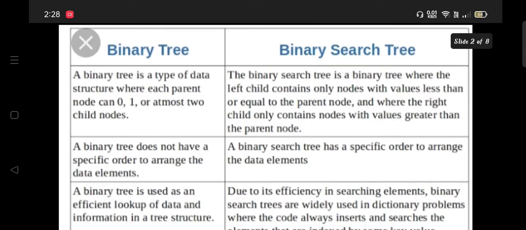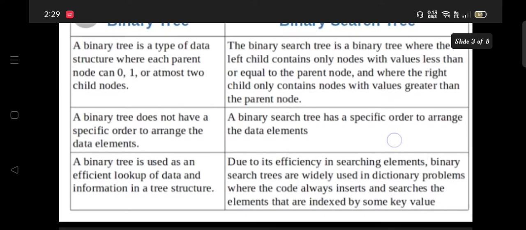First of all, the difference between a binary tree and a binary search tree. A binary tree is a type of data structure where each parent node can have 0, 1 or at most 2 child nodes. Whereas a binary search tree is a binary tree where the left child contains only nodes with values less than or equal to the parent node, and the right child only contains nodes with values greater than the parent node.